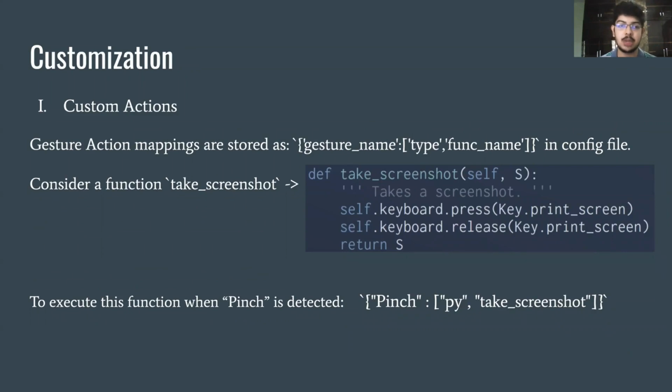As I mentioned before, Gestop is customizable, and the first way in which it is customizable is through custom actions. Gesture and action mappings are stored in a config file in the format of gesture name, type, and function name, where type would be either Python or shell script, and function name would be the name of the function to be executed. Consider a function take screenshot, which, as the name suggests, takes a screenshot. When this function is called, the print screen key is pressed and then released, taking a screenshot. To execute this function when the pinch gesture is detected, you would add this mapping into the config file: pinch, py for Python function, and take screenshot for the function name.